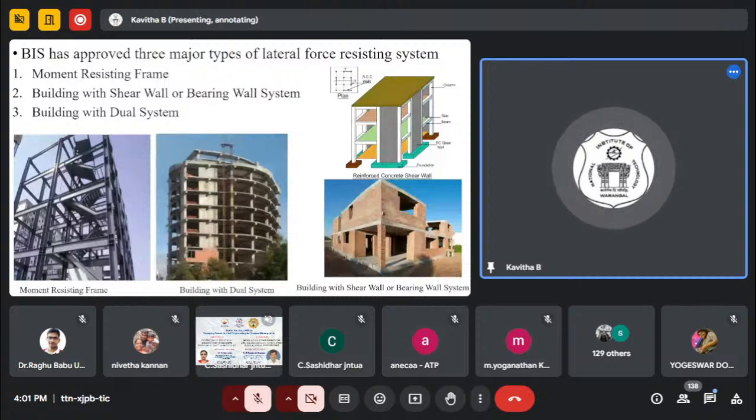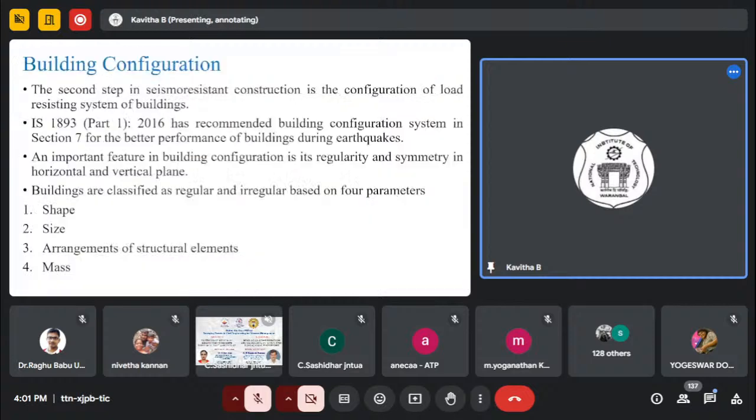Some buildings may be a combination of moment resisting frames, lateral load resisting frames, combined with some shear walls. That is a perfect system because it is economical as well as it is able to resist more lateral loads. So if you start designing a building, better to go for a dual system. Okay, then we will move on to the configuration.